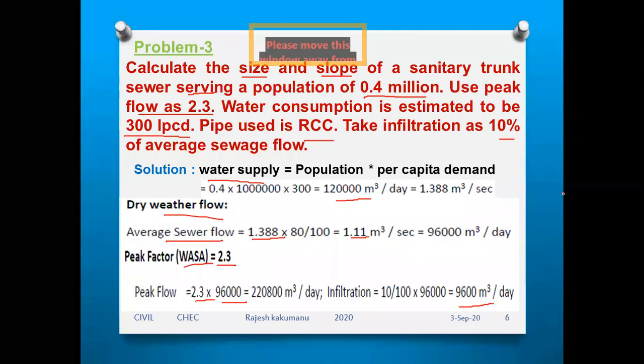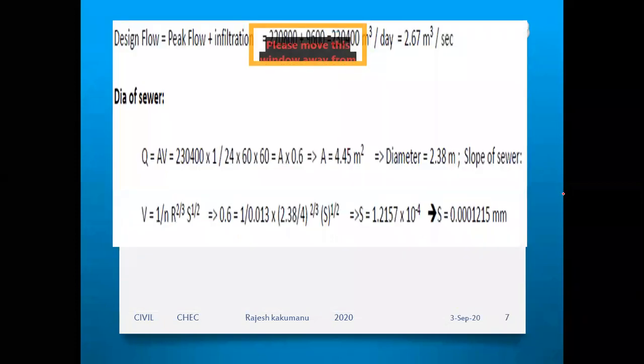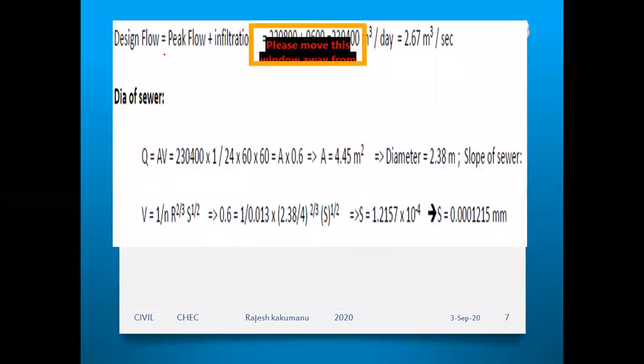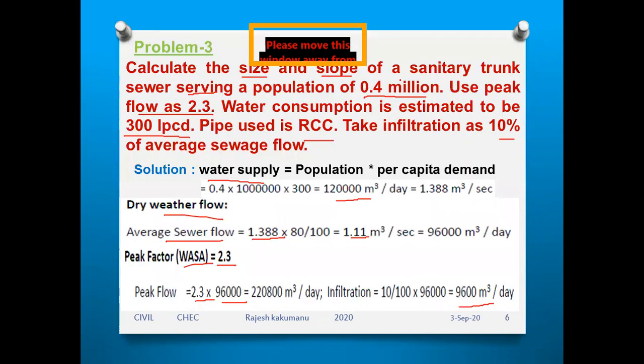Next, what is the design peak flow formula? The design flow is equal to peak flow plus infiltration. What is the peak flow you have got? See, the peak flow is this one. The peak flow is 2,22,800. This is the peak flow value.